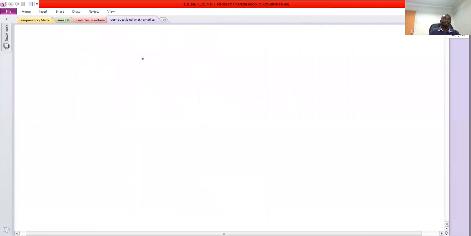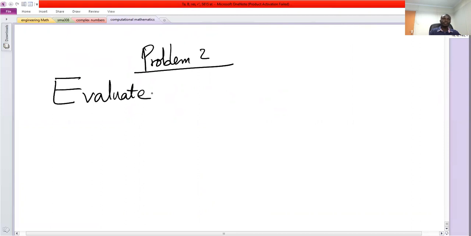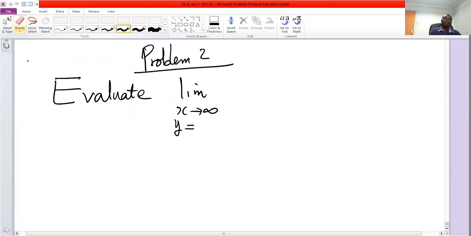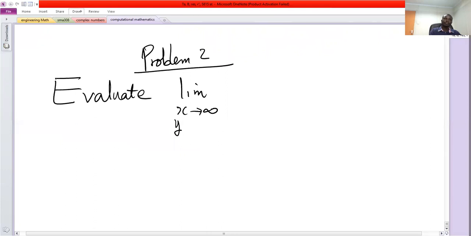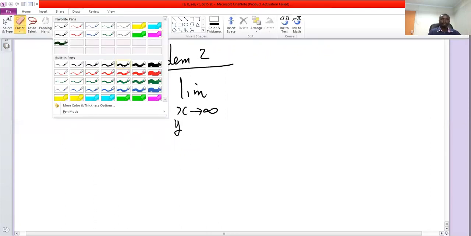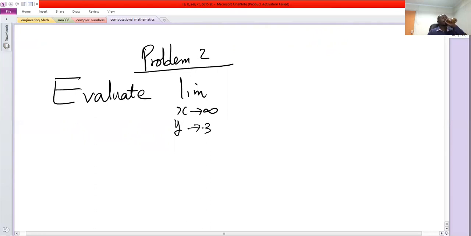Problem 2. Evaluate limit x approaches infinity, y approaches 3, the function is 2x minus 3 over x to the power 3 plus 4y cubed.